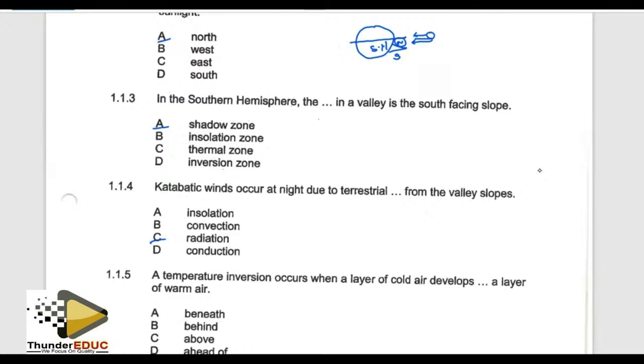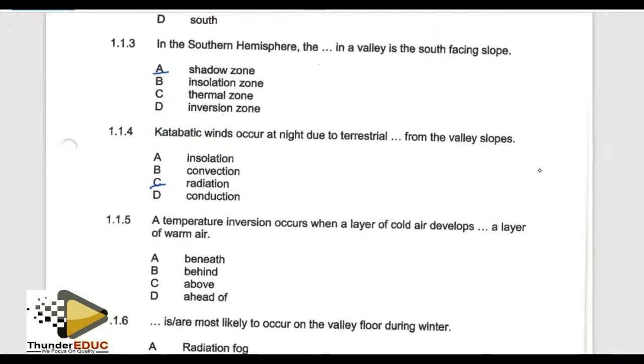Number 5, a temperature inversion occurs when a layer of cold air develops beneath a layer of warm air. All of us know whenever we talk about inversion, that is a point where temperatures increase with height. So a layer of cold air develops beneath a layer of warm air.